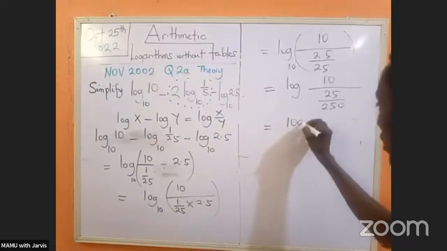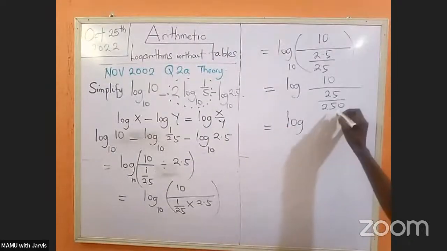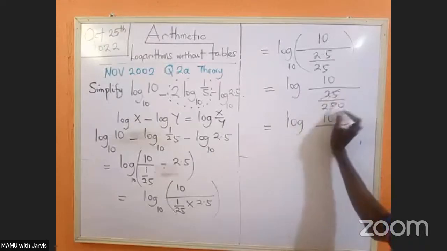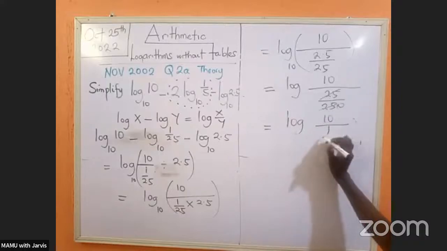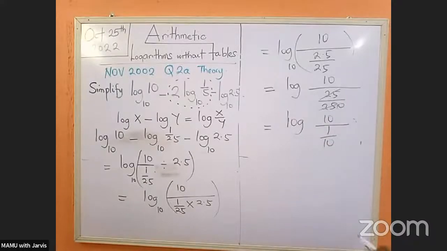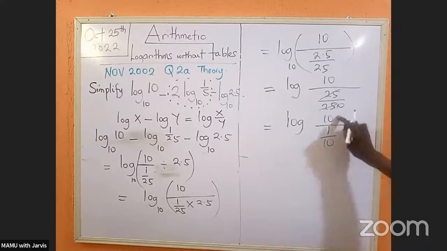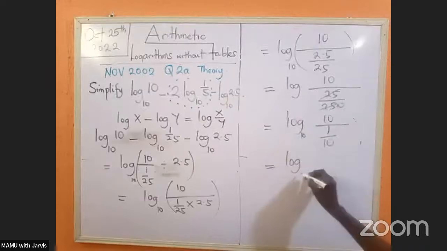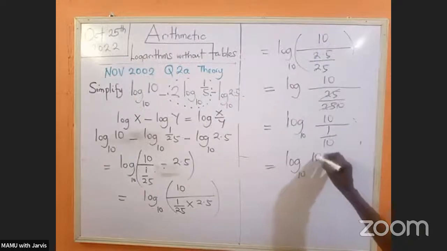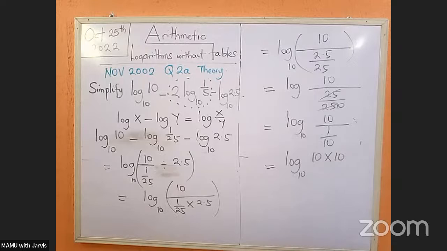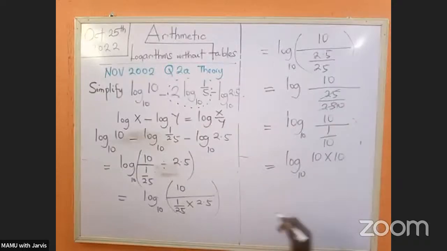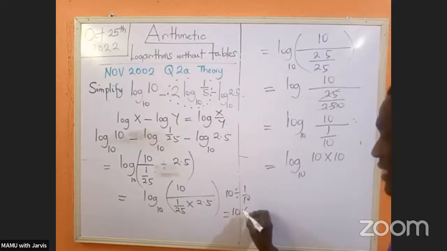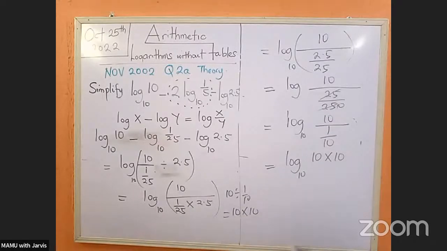So this will give me log 10 over, and what happens here? This 25 will cancel this 25, and I'll be left with 10. So this will be 1 over 10. If 10 is divided by 1 over 10, what I'm actually going to have is 10 times 10. And somebody is asking, how is it 10 times 10? 10 divided by 1 over 10 means 10 times 10. So that's how I'm getting 10 times 10.